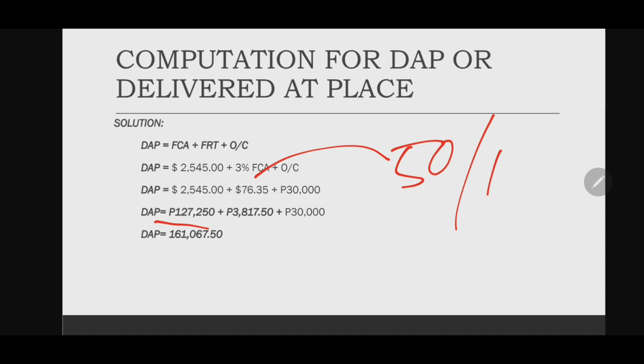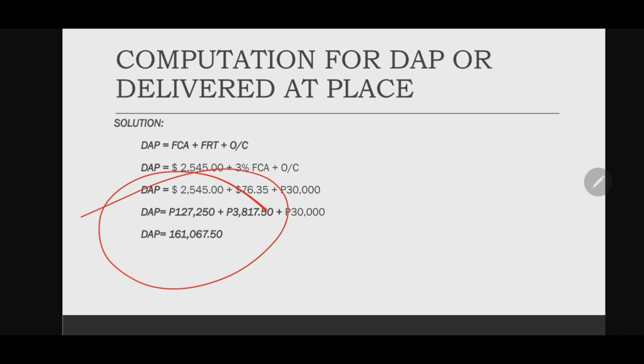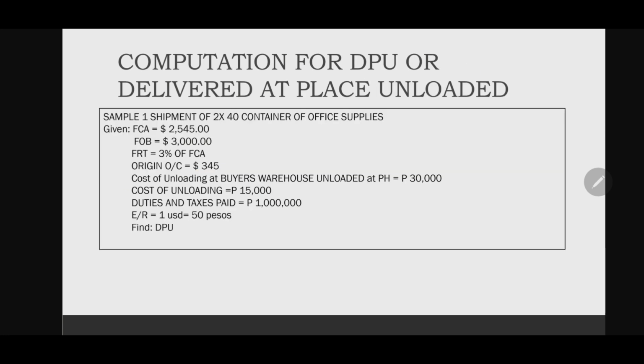So multiply it by 50, you'll get 3,817, and then the given other charges for DAP, which is 30,000 pesos. So add them all up, you'll get the value of your DAP of 161,067.50.